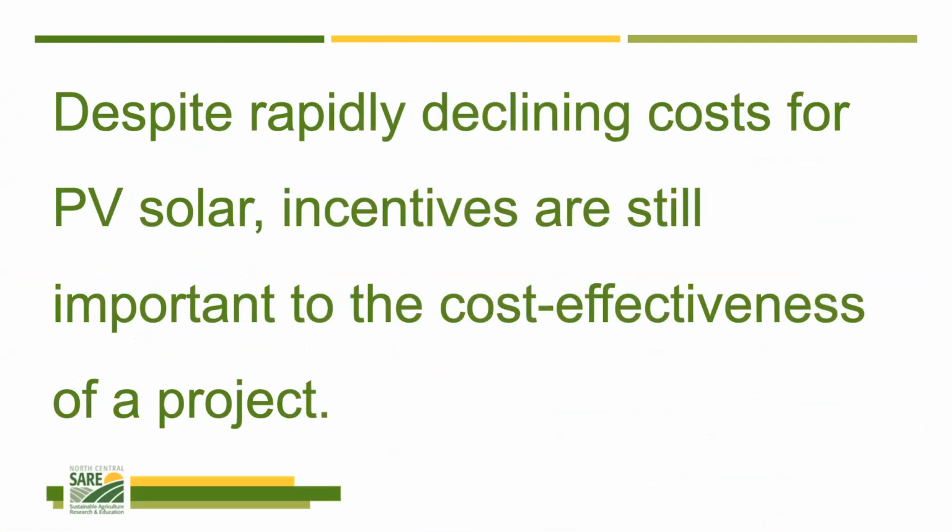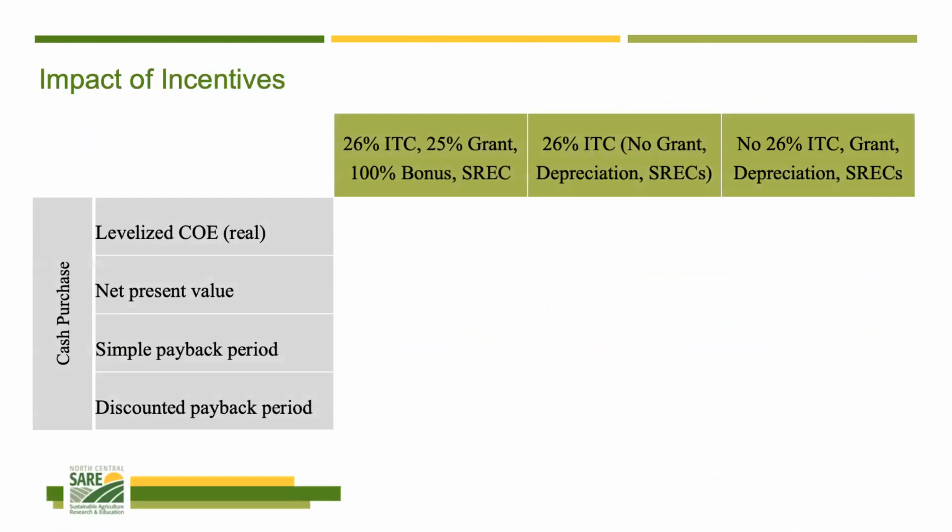In summary, as we think about policies, despite the rapidly declining costs that we looked at last Thursday for PV solar, incentives are still really important to the overall economics or cost effectiveness of a project. Here are three different scenarios looking at incentives. Again, I use the standard financial metrics that we discussed last week. These are the foundation pieces that the System Advisor Model uses to evaluate these projects.